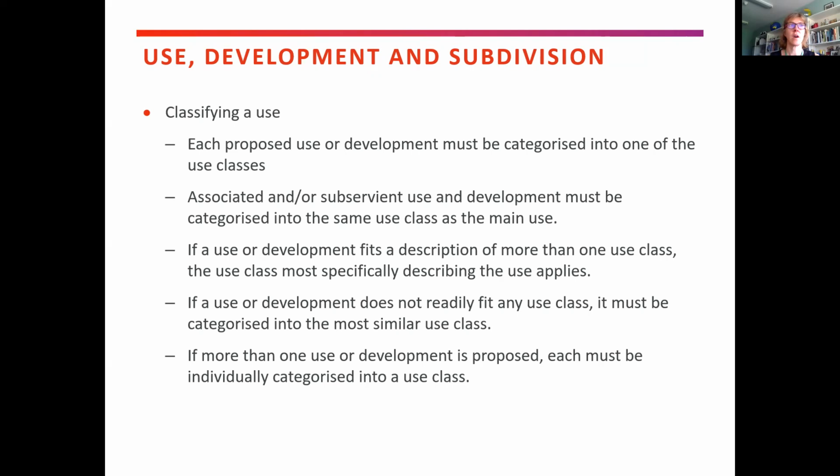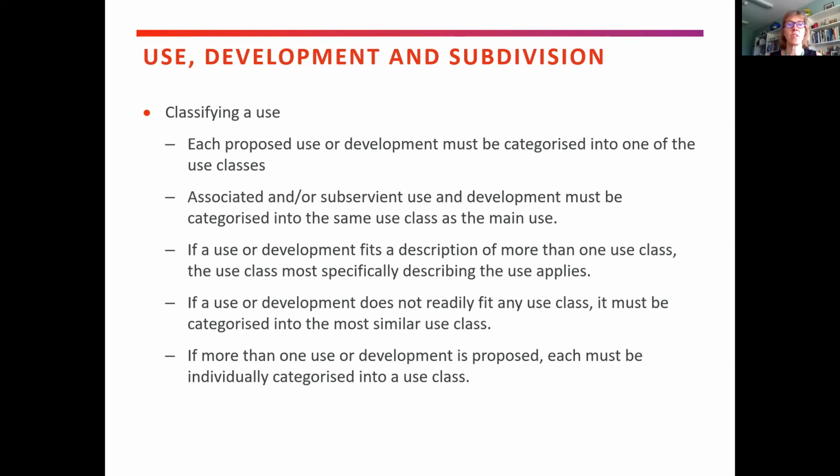Subservient uses, like maybe a shed that's part of a bigger development, a subservient use is in the same use class. If the use or development actually fits into more than one use class, pick the one that best applies. If it doesn't readily fit, pick one. And if you actually have more than one class, each must be individually categorized into different use.